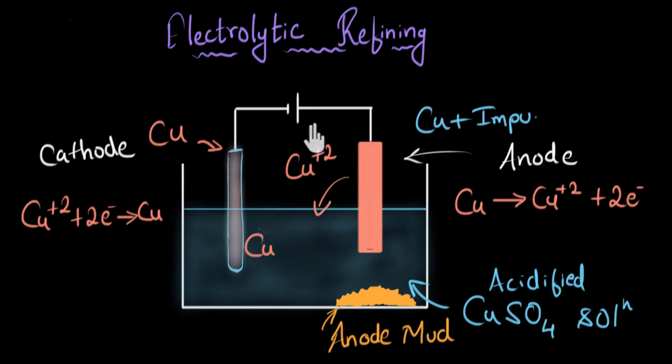So see, the positive terminal of the battery will suck electrons. It does not matter what is connected to it. Whether it's pure copper or crude copper, it will take away electrons. So what's going to happen in this case is the copper atoms in the pure metal strip will lose electrons and become ions. They will come in the solution and then they will take the electrons from this side, from the cathode, from the crude metal, and deposit on top of the crude metal.